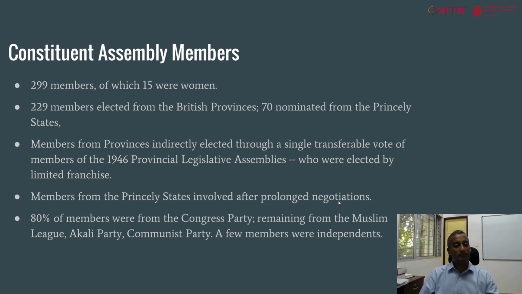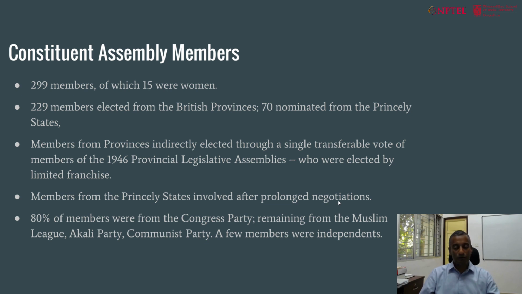The Constituent Assembly all put together had 299 members, of which 15 were women. I mentioned that there were not as many women, but some of the women members were very prominent and influential. 229 members from among these 299 were elected from the British provinces, and 70 were nominated by the princely states.